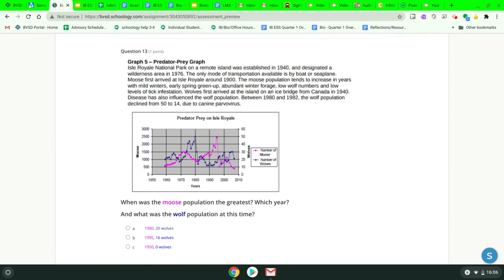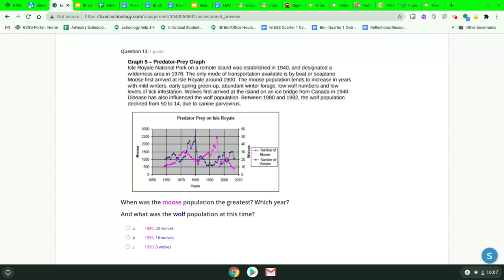Question 13. Predator-prey graph. Isle Royale National Park on a remote island was established in 1940 and designated a wilderness area in 1976. The only mode of transportation available is by boat or seaplane. Moose first arrived at Isle Royale around 1900. The moose population tends to increase in years with mild winters, early spring green-up, abundant winter forage, low wolf numbers, and low levels of tick infestation.